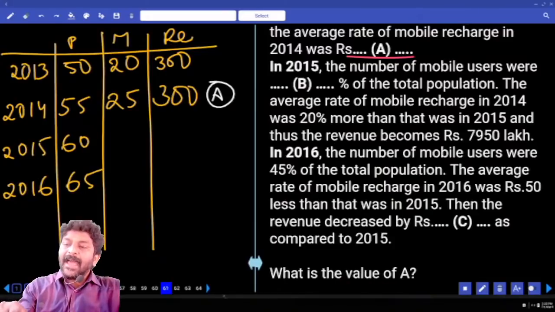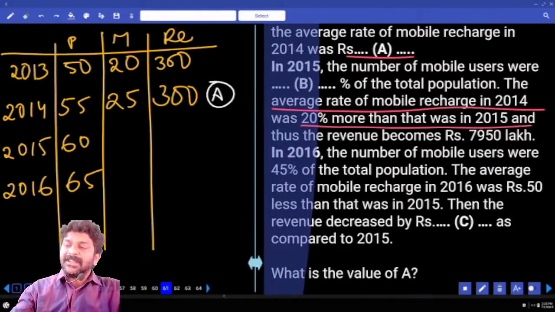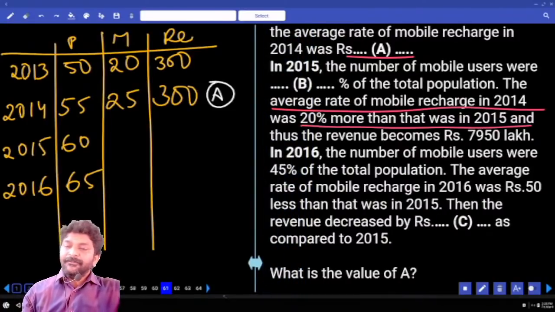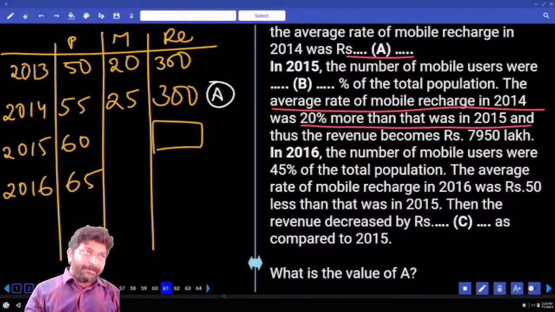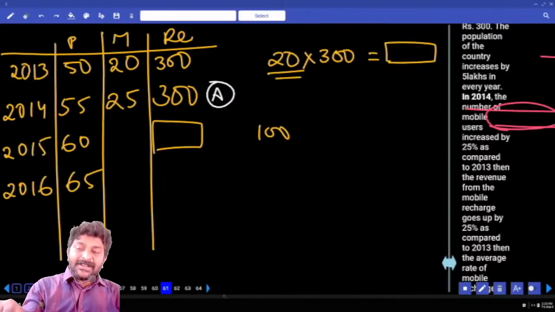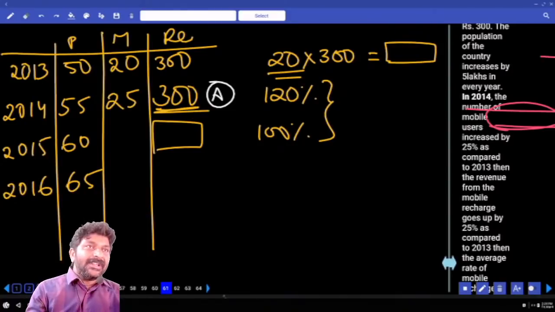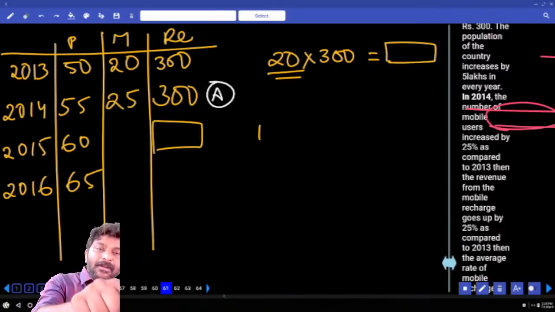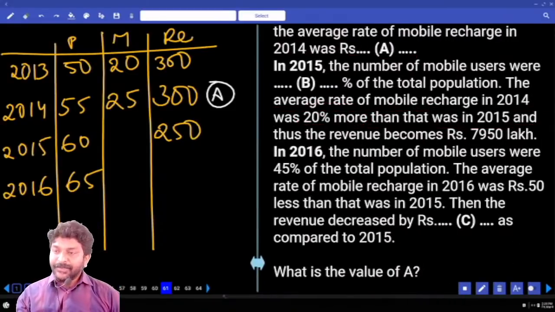60 lakh. The average rate of mobile recharge in 2014 was 20% more than that in 2015. So here in 2015, if you have 100%, in 2014 it was 20% more. Correct? If it is 100%, it becomes 120%. Ratio between these two numbers is 6:5. 6 parts is equal to 300. 1 part is equal to 50. 5 parts is equal to 250. So the average mobile recharge in 2015 is 250.